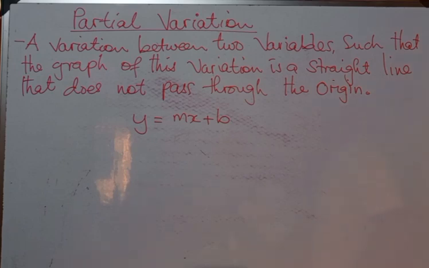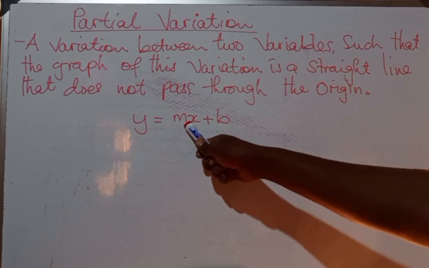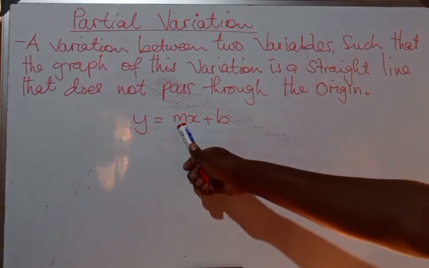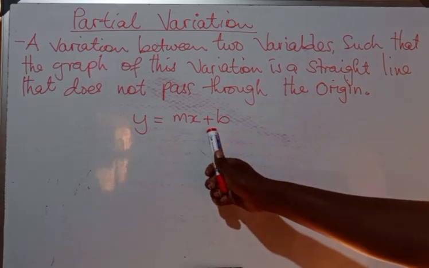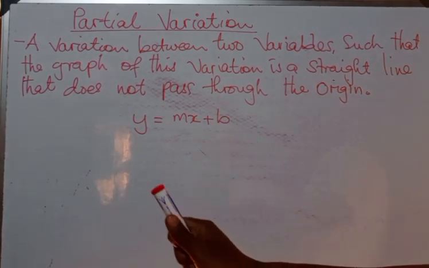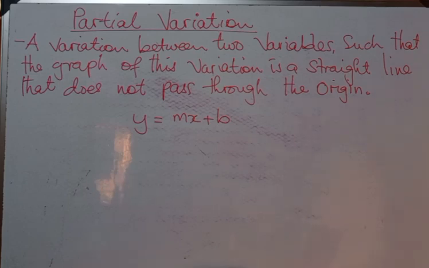So let me read this one. If y varies partially with x, then the relationship between y and x can be expressed as y is equal to mx plus b, where b is the fixed part of the partial variation. In other words, under coordinate geometry, you can say b is the y-intercept, and m is the variable part of the partial variation. So that is what we have.